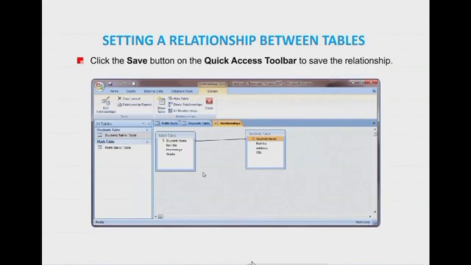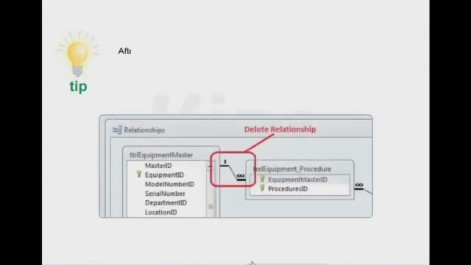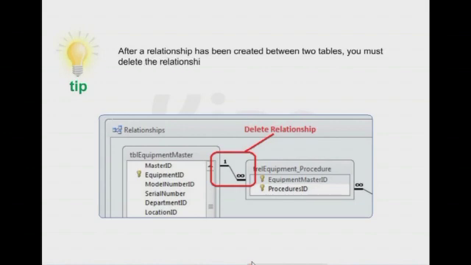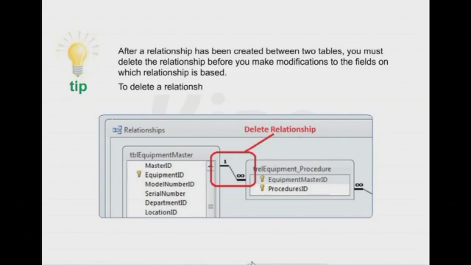After a relationship has been created between two tables, you must delete the relationship before you make modifications to the field on which the relationship is based. To delete a relationship, click on the line between the tables and press the Delete key.